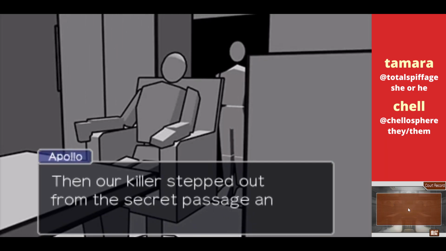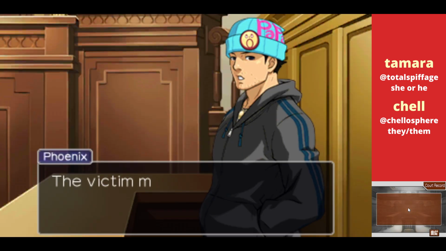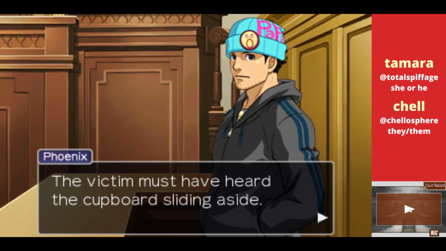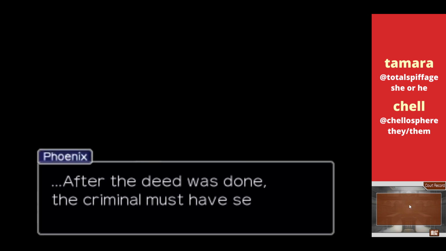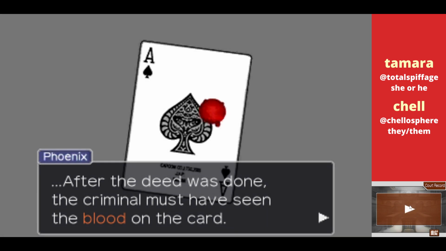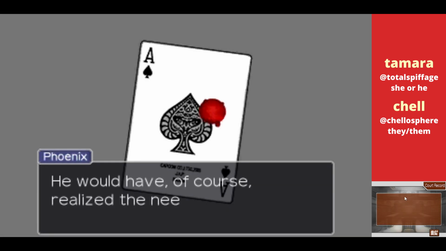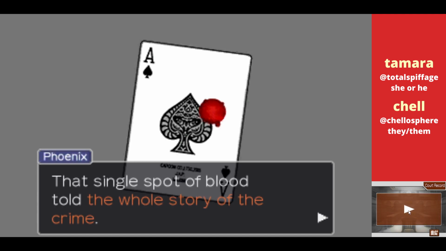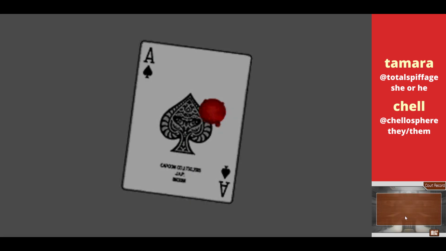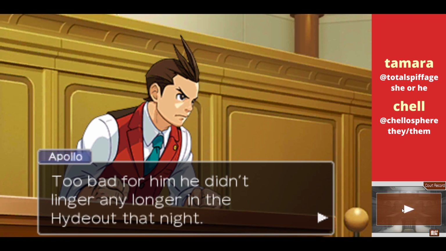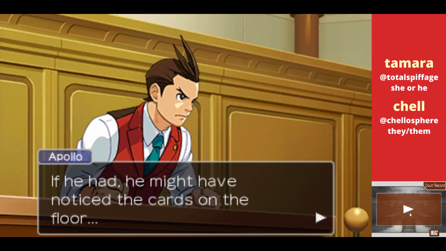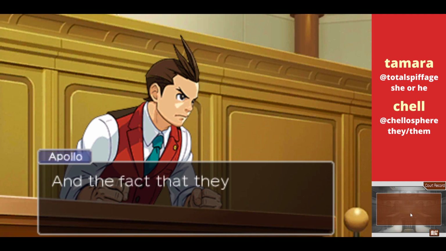Then our killer stepped out from the secret passage and into the hideout. The victim must have heard the cupboard sliding aside. He wheeled his chair around to look, and after the deed was done, the criminal must have seen the blood on the card. He would have, of course, realized the need to destroy the evidence. That single spot of blood would have told the whole story of the crime. Too bad for him he didn't linger any longer in the hideout that night. If he had, he might have noticed the cards on the floor. And the fact that they were all red.